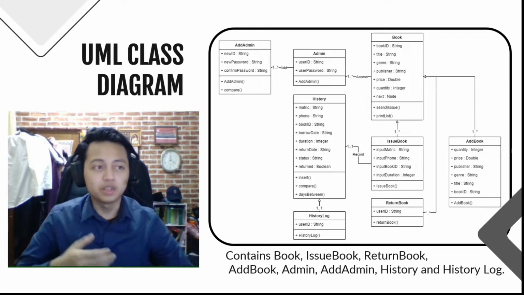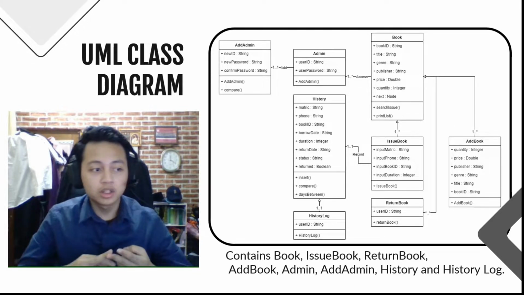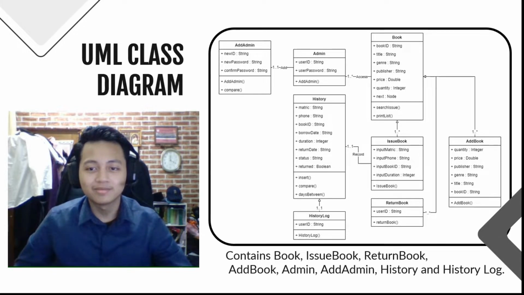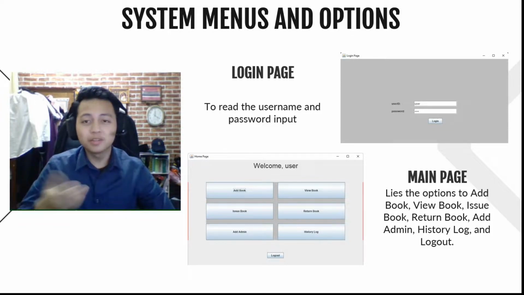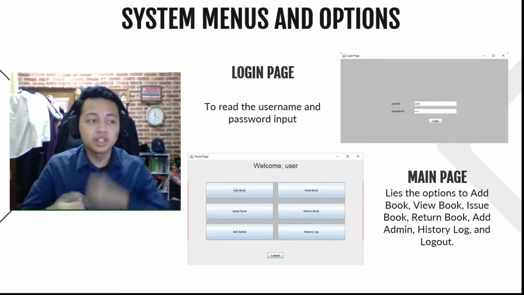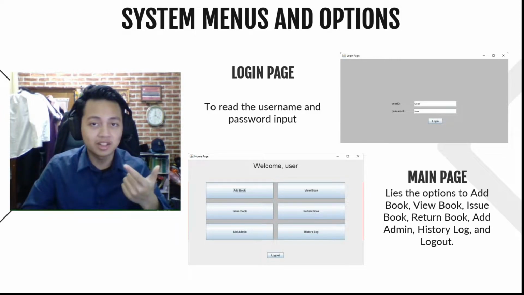And now, this is the UML class diagram. As you can see here, it contains book, issue book, return book, add book, admin, add admin, history, and history log. Now, we go into the system menus and options. First is the login page. The login page functions to read the username and the password input from the user. And the main page is where the options add book, view book, issue book, return book, add admin, history log, and logout are presented.